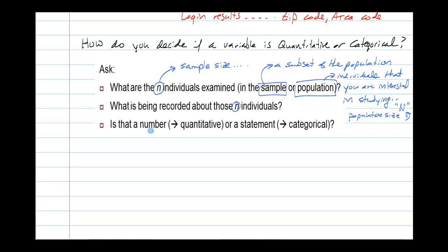Next, the thing that I'm recording, is it a number? And if it is a number, it usually is quantitative, but not all the time. Or is it a statement? Are we talking about blood type? Are we talking about whether a person has a cell phone or not?